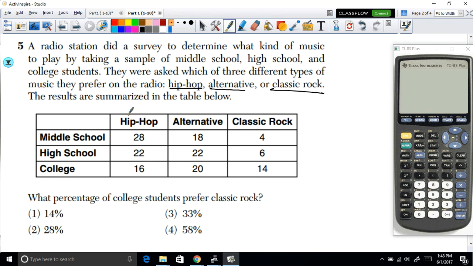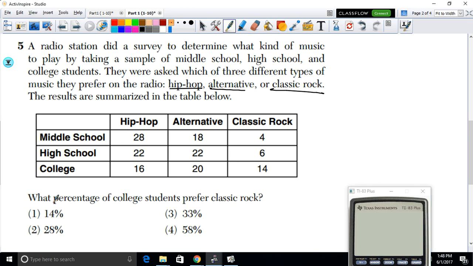All right, so now let's see what's the question here. It says, what percentage of college students prefer classic rock? Okay, so let's start with the basics here. Our question is asking us what percentage of college students prefer classic rock. When it comes to percentage, the way for you to find percentage is, I always like to call it group over total.